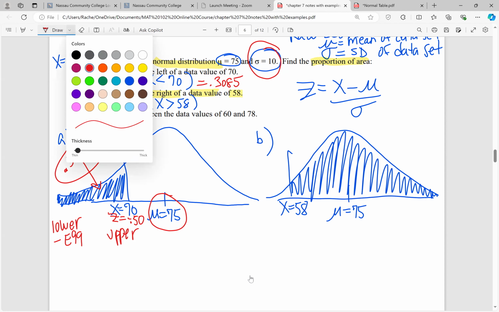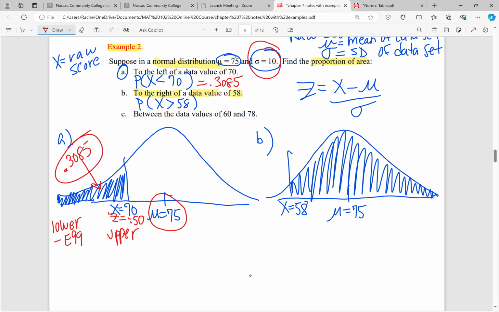So now I'm going to go straight to the calculator. So my lower is going to be 58 because that's where the shading begins. You can convert it to a z-score if you want. If you want to use z-scores, that's fine. But why do that if you don't have to, right? So I'm not going to do extra work than I have to. Let's use the raw score. So my lower bound on the shaded region is 58, and we're shading all the way to the right, which is going to be positive infinity, or E99. And then the mean of this distribution is 75, and the standard deviation is 10.